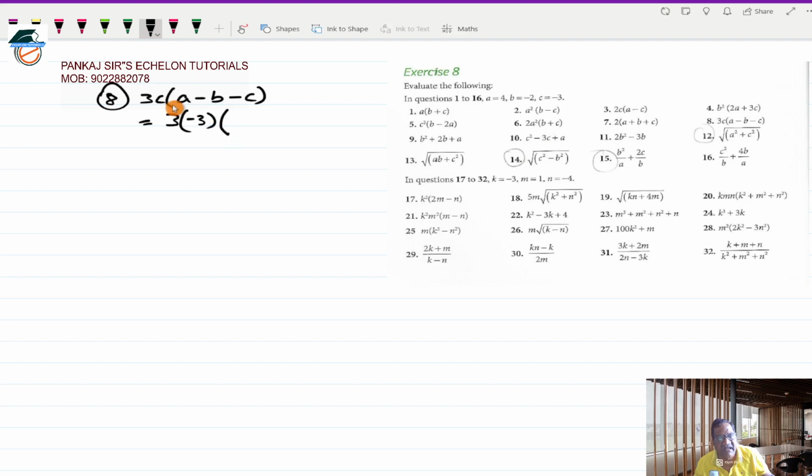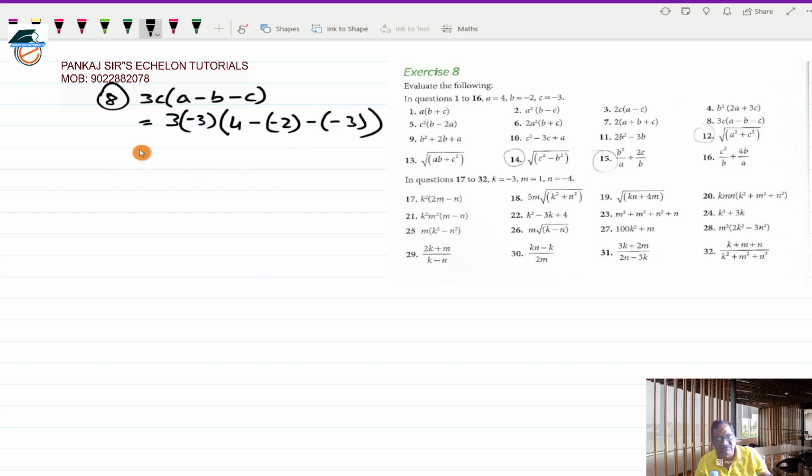And then again a bracket. a's value is 4, minus b's value, which is minus 2. Because b has a value of minus 2, I will use a bracket: (minus 2). It's very important that when a variable has a negative value, it is better to use a bracket. So minus of minus 2, then minus, and c again has a negative value, so I'm putting that in a bracket again, minus 3.